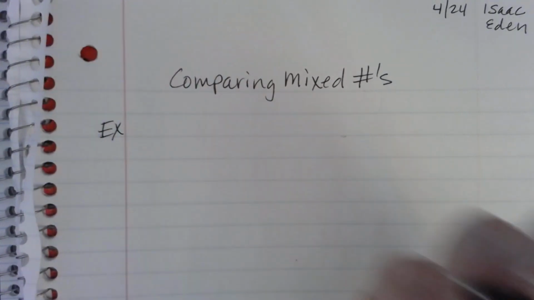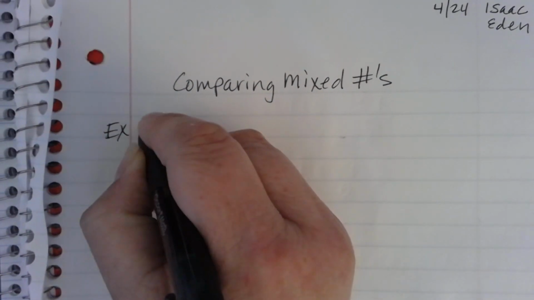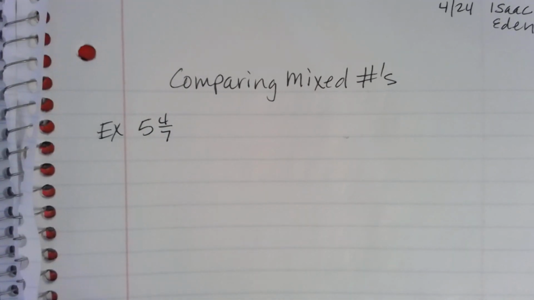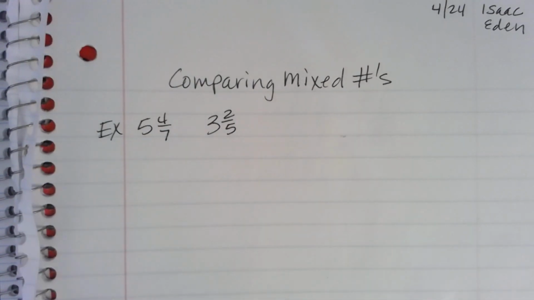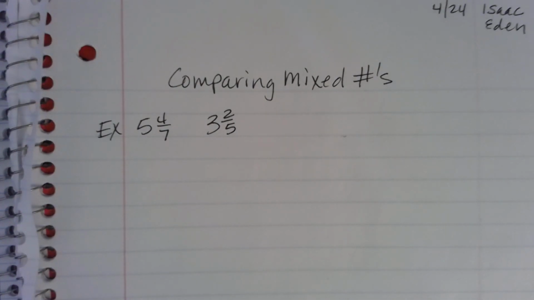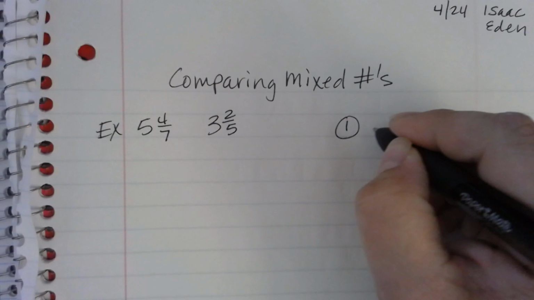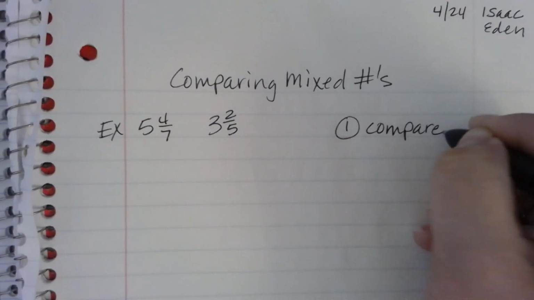So it might look something like, so we're just going to start with examples, all right? It might look something like 5 4/7, okay? Or 3 2/5. So, if I am given these two mixed numbers, and they're going to ask you something in the directions like they always do, compare these two numbers with less than, greater than, or equal to signs, right? They always say that. So the first thing that I'm going to do, I'm going to start with the whole numbers.